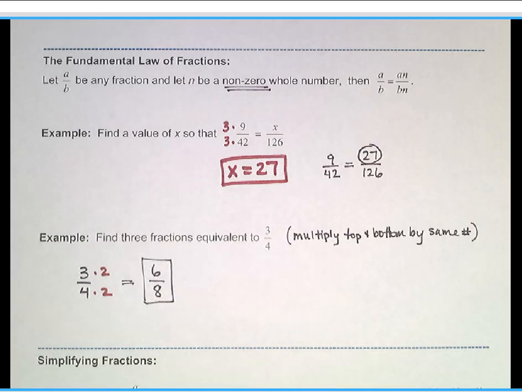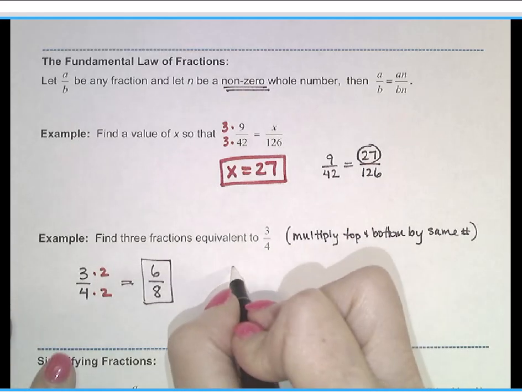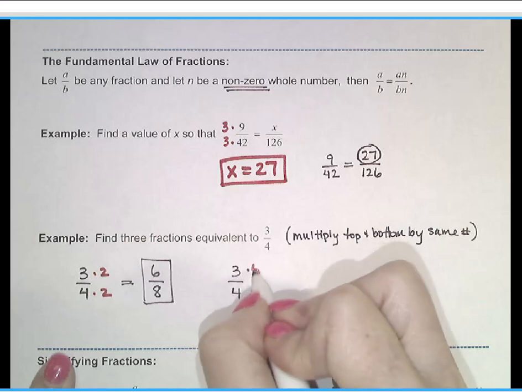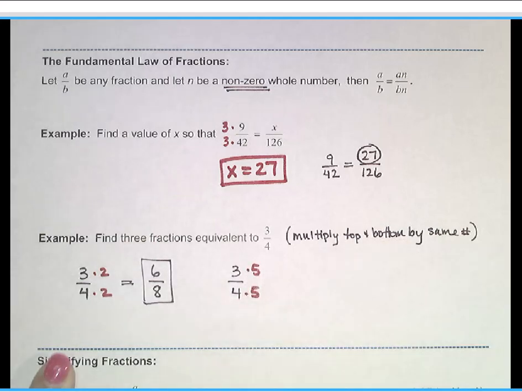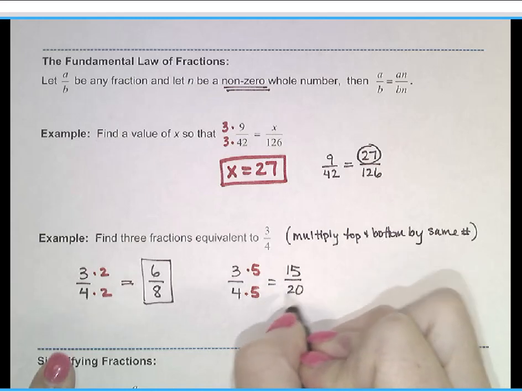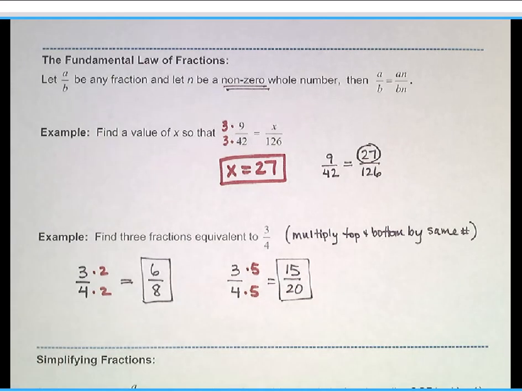So there's one. Let's get a couple more. Just pick any number, whatever number you like. I'm going to pick 5. Multiply top and bottom by 5. If I multiply top and bottom by 5, I get 15/20. 15/20 is equivalent to 3/4.